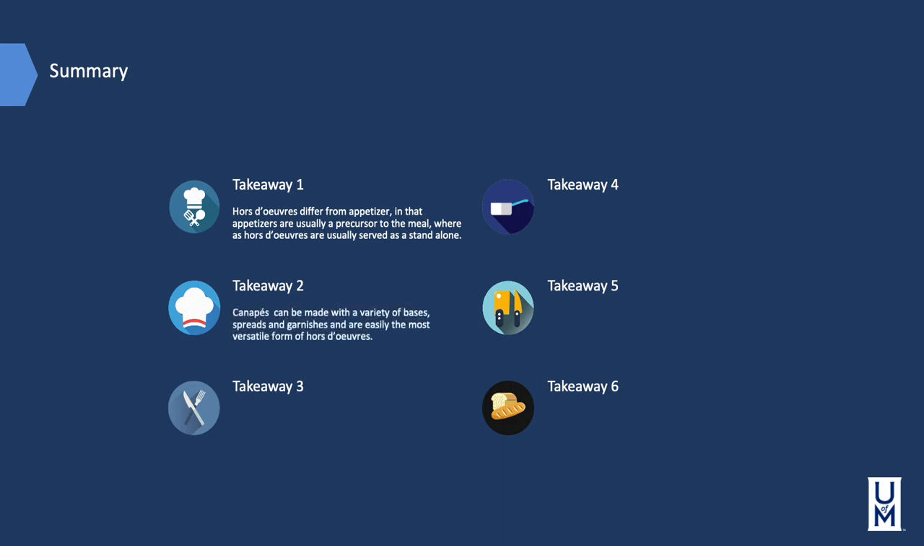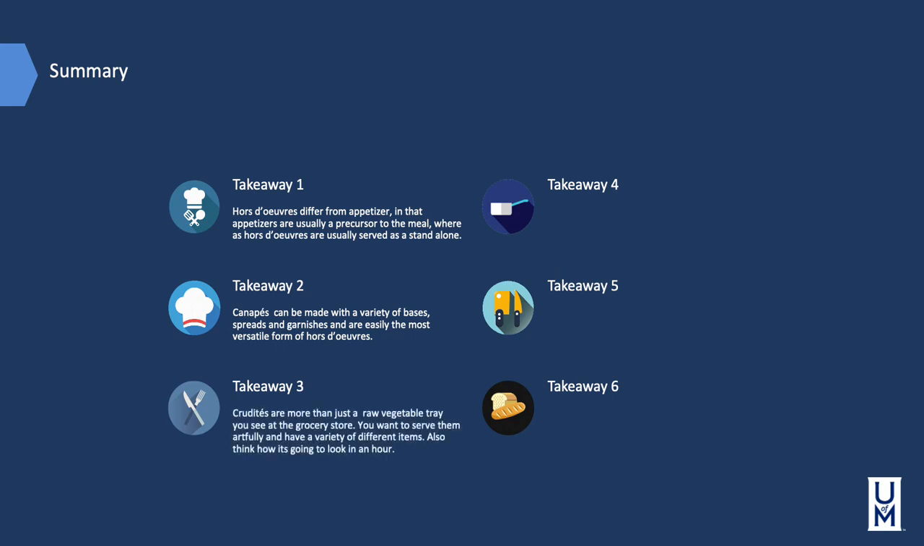Number two, canapes can be made with a variety of bases, spreads, and garnishes, and are easily the most versatile form of hors d'oeuvres. They can be done with meats or cheeses or vegetables or various different kinds of things, and it can be as colorful and as flavorful as you want.